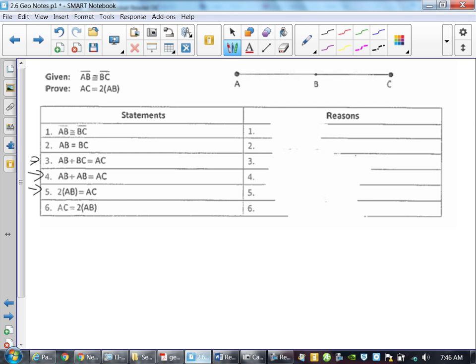So we know that the first one was our given. That was easy. This one was your definition of congruent. Now, a lot of people yesterday when we were walking through that problem, you guys were writing out congruent. You don't have to, guys. Just put the symbol. That's what I do. And that's okay. All right?